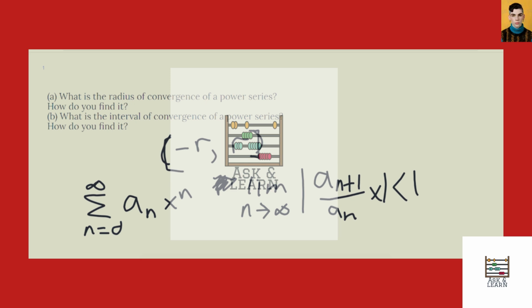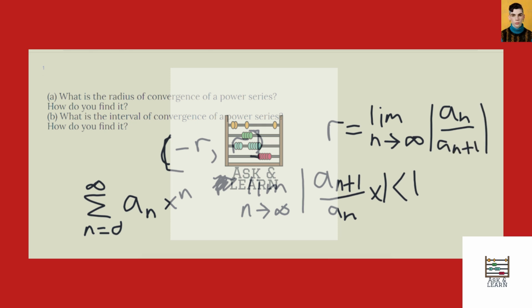So you just need to check the cases where x is equal to 1. You just have to check that separately. You can use this to figure out what r is. Okay, so if this happens, then your r value is the limit as n goes to infinity of the absolute value of a sub n over a sub n plus 1. Okay, and then you know that your interval is going to look something like minus r to r.